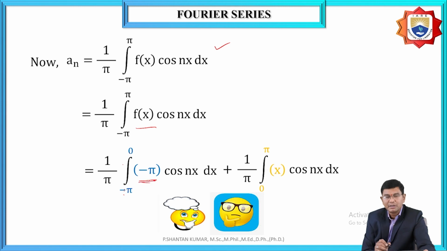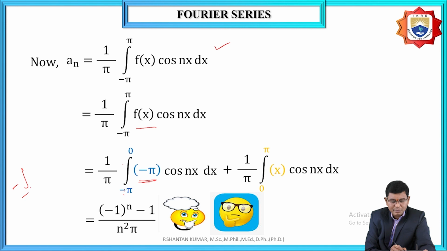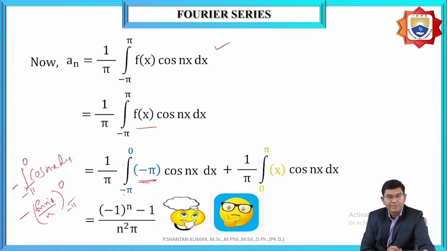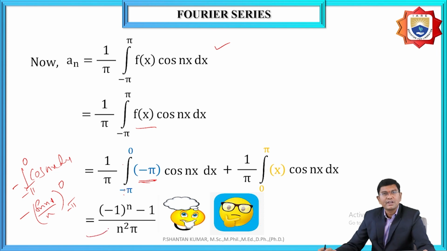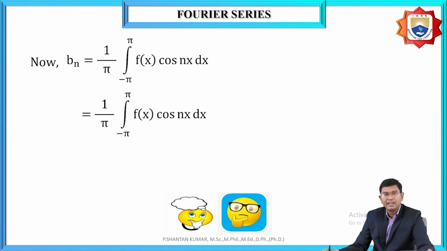For the first one, minus pi is the constant, take it out common outside. After taking out minus pi, the value is minus 1 integration minus pi to 0 of cos nx dx. The integration of cos nx is sin nx by n, with limits minus pi to 0. By solving this, the value is minus 1 whole power n minus 1 by n square pi.